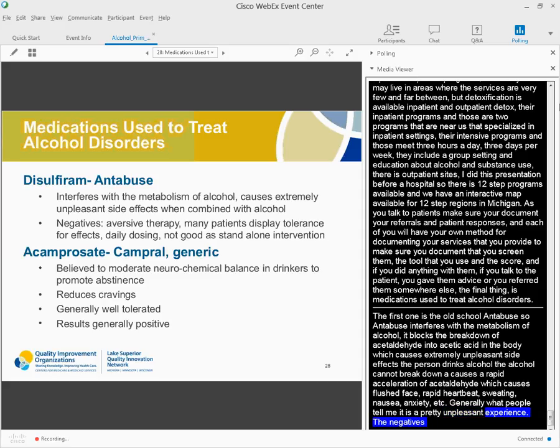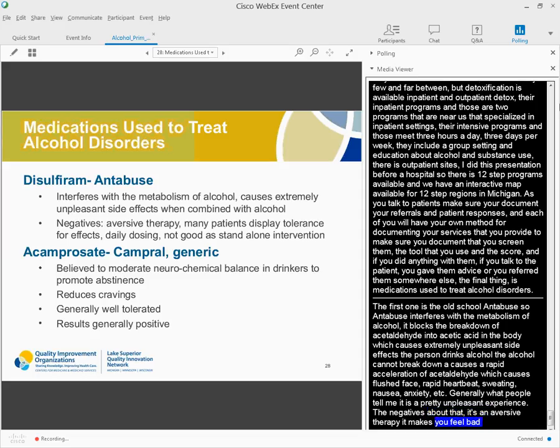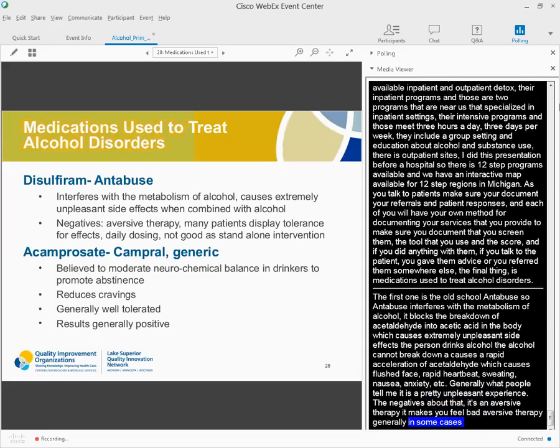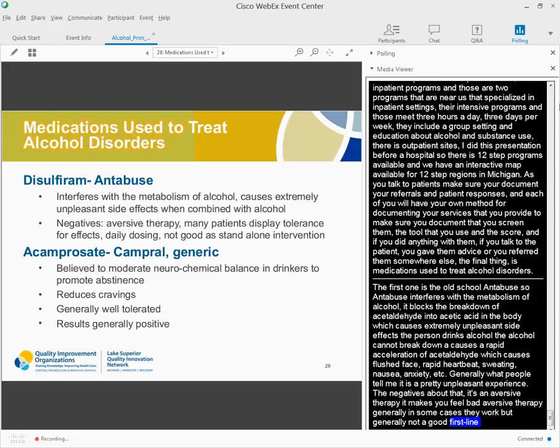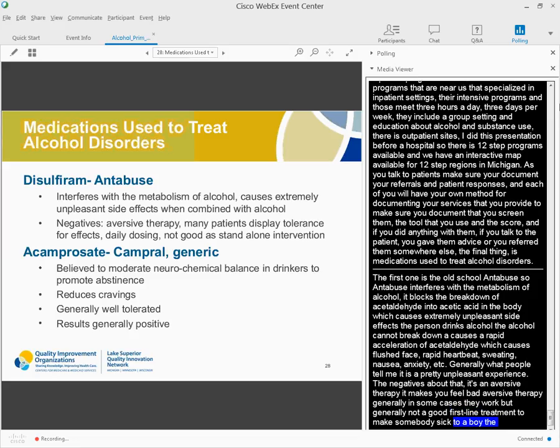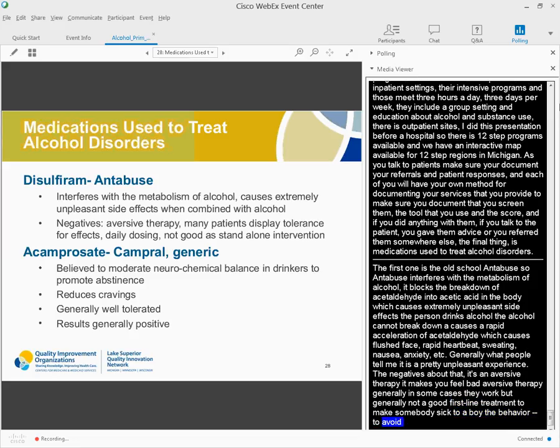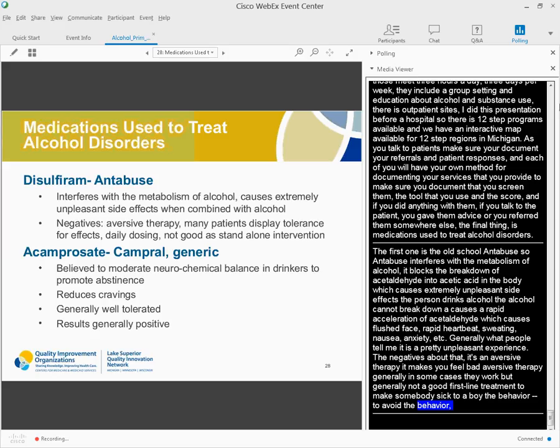Aversive therapies generally, in some cases they work, but generally they're not a good first-line treatment: to make somebody sick to avoid a behavior, to make them feel bad and cause side effects to scare them away from drinking. It generally doesn't work as a first line, or as a standalone without therapy, counseling, or medical intervention.